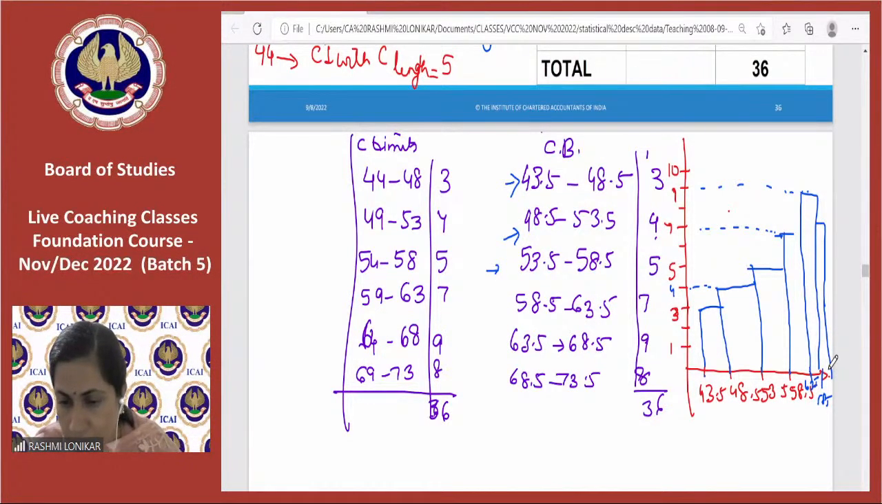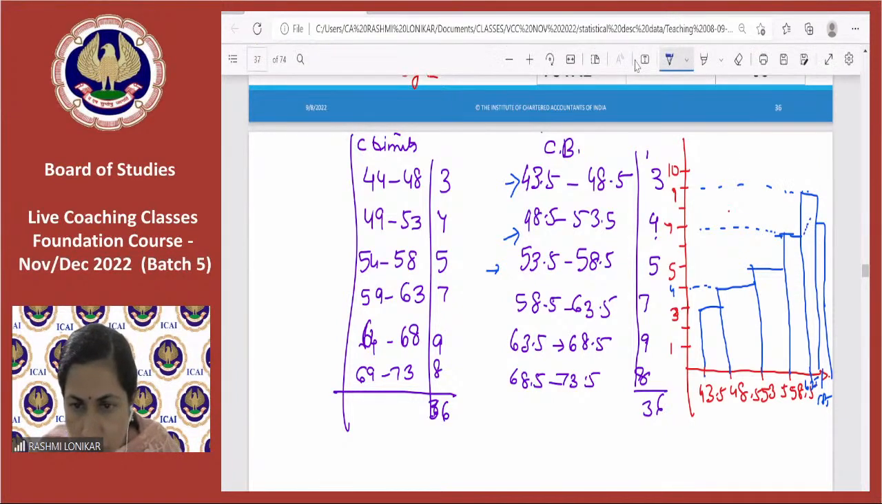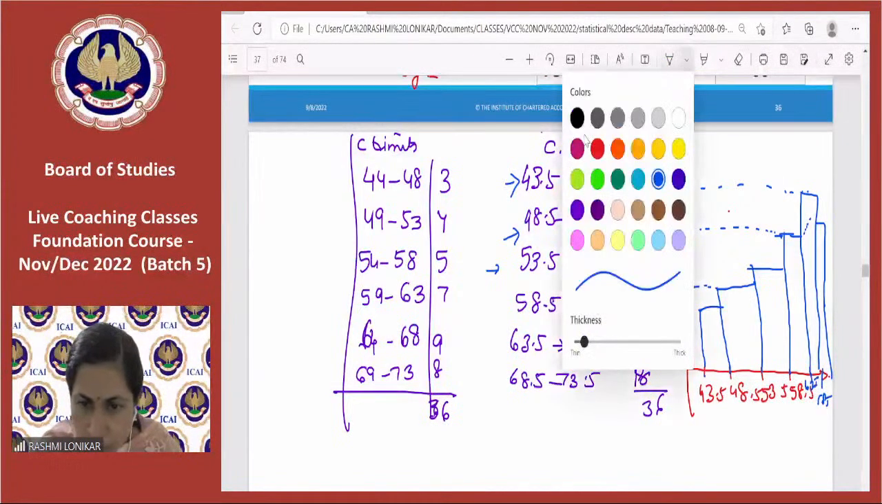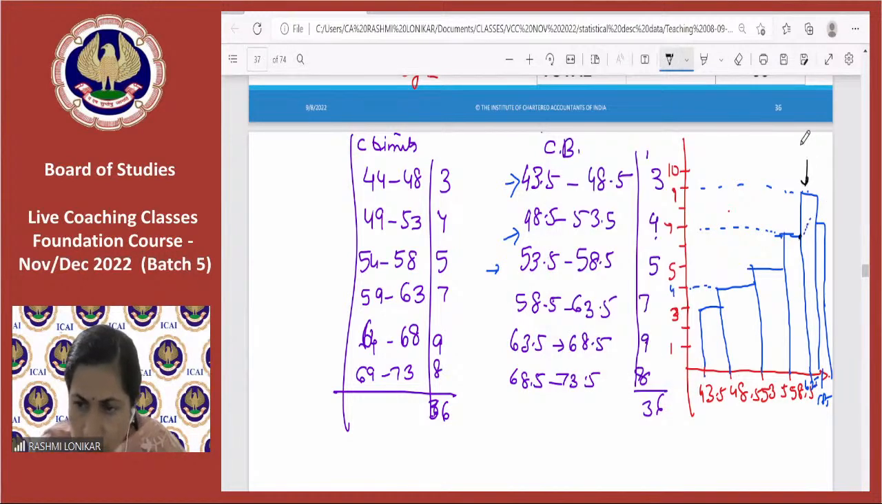Now what happens here is, if I draw a dotted line from this end, this is the highest column. In the highest column, I draw a dotted line from here to here, and from here to here.